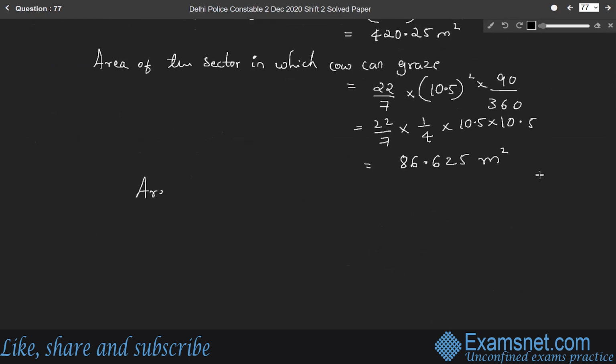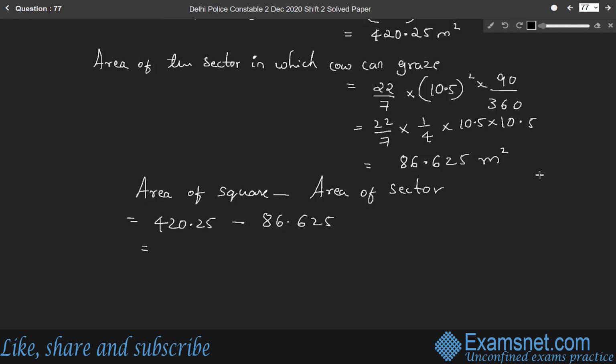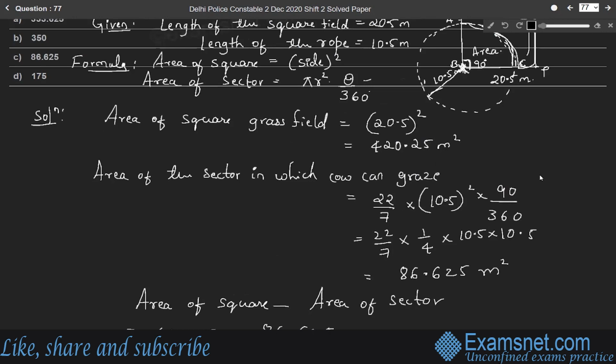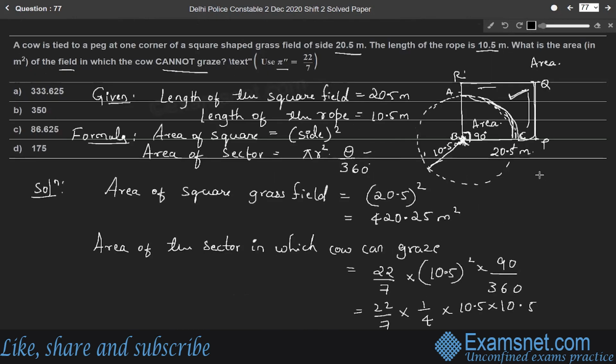Therefore, area of square minus area of sector is equal to 420.25 minus 86.625. So which gives the answer 333.625 meters square. So the area in which the cow cannot graze is 333.625 meters square. Therefore, option A is the right answer.